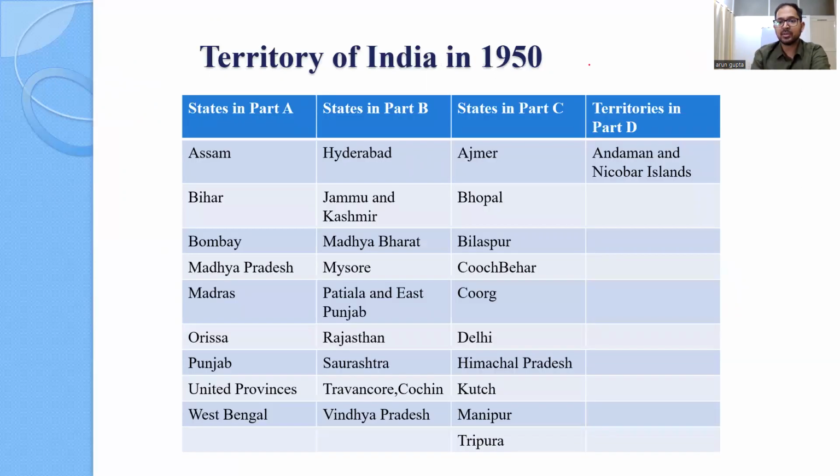So in 1950, there were 4 parts of states: states in part A, then part B states, then part C states, and then territories. In part D, only Andaman and Nicobar Islands. So just read this. You can read this from Lakshmikant itself.